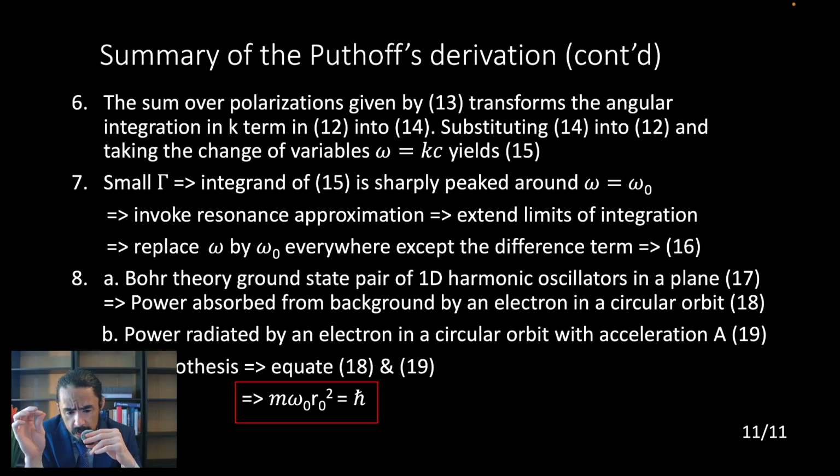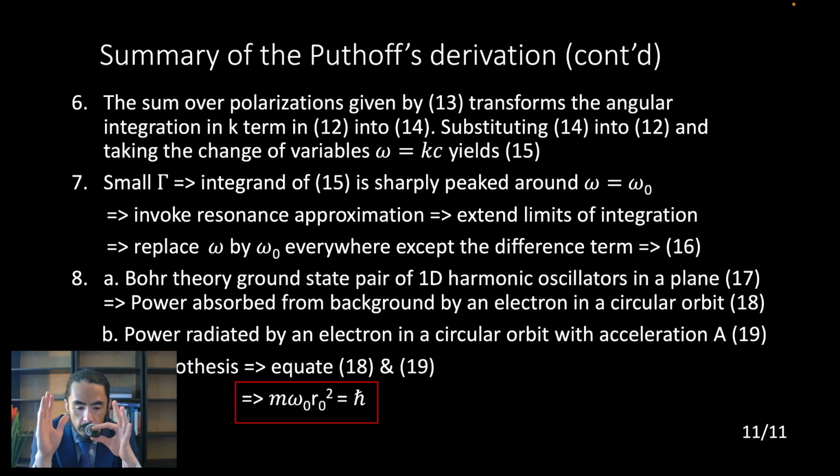Anyways, step 6, you do the sum over polarizations given by equation 13. That transforms the angular integration in the K term, which was from equation 12 obtained at the end of, let's call it step 5. We get equation 14. Substitute equation 14 back into equation 12, and you take a change of variables according to omega equals Kc. That yields equation 15.